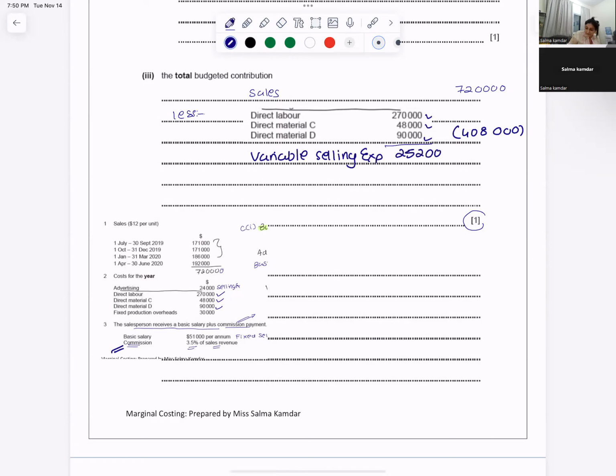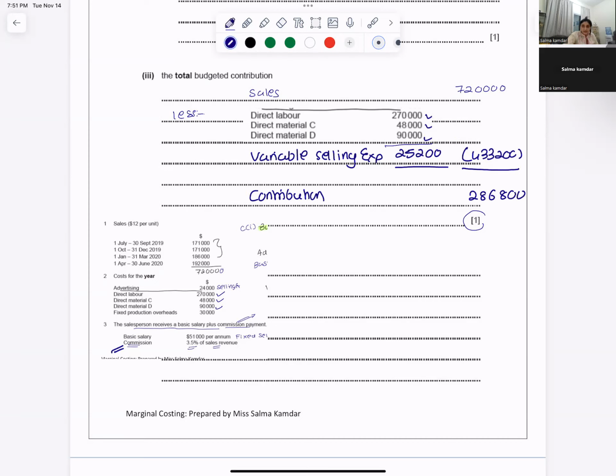270,000 plus 48,000 plus 90,000 plus 25,200. So the total variable cost is 433,200. So your contribution would be sales minus the variable cost, 286,800.